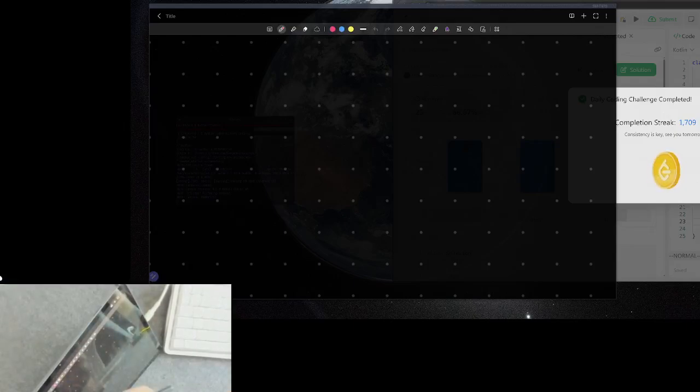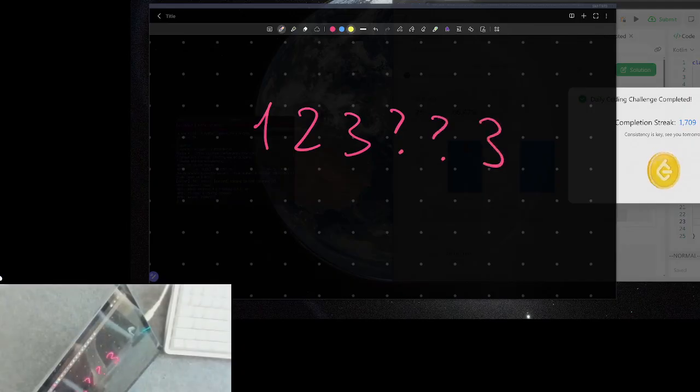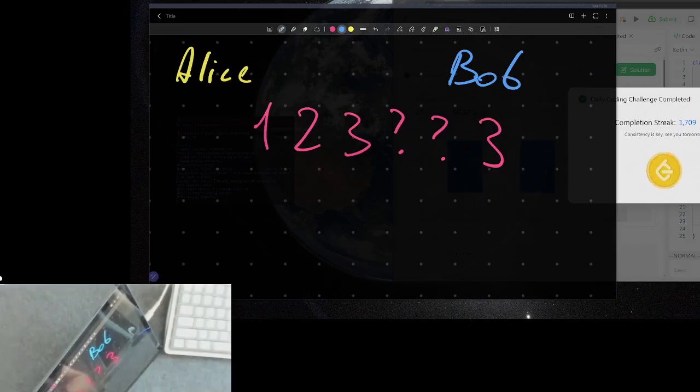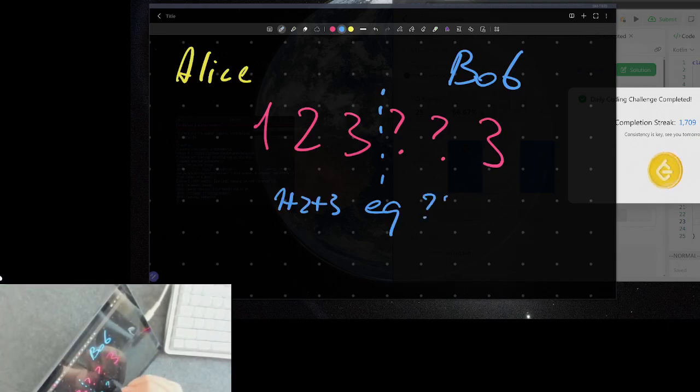Today we have a medium problem. Given some string with numbers and question marks, we are playing the game Alice versus Bob, and Bob wants to make the halves equal. Basically, 1 plus 2 plus 3 equals question mark plus 3.